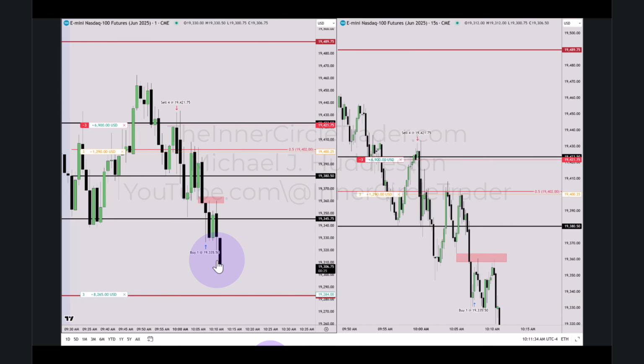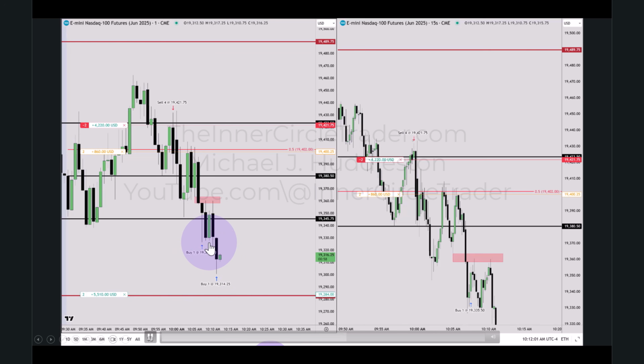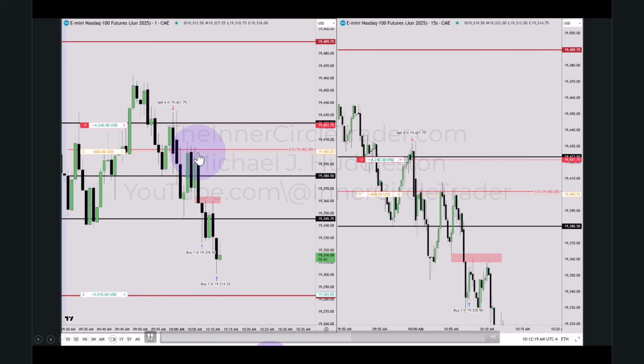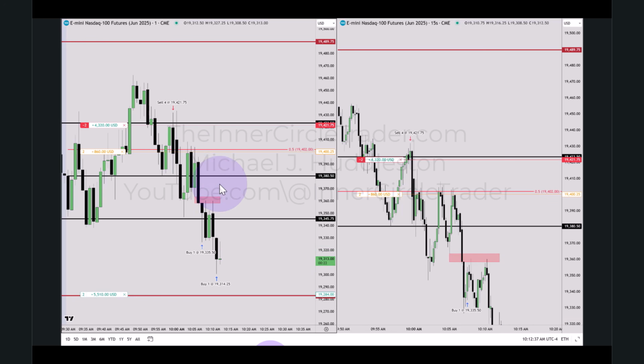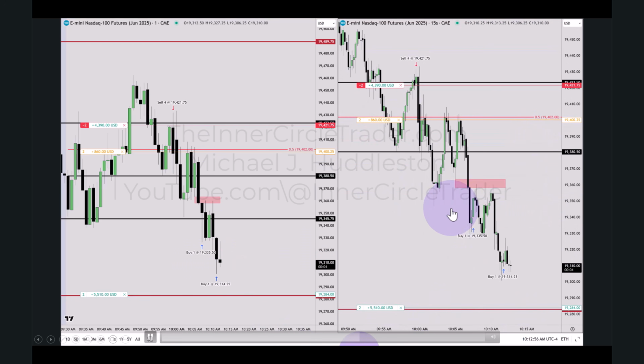And I'll be interested to take a partial off again as price is breaking below the lows here. So there's me taking another partial. So I have 2 contracts left. The stop's been lowered below the consequent encroachment. And as we get lower, if we take out this low in here, I'll take another partial.